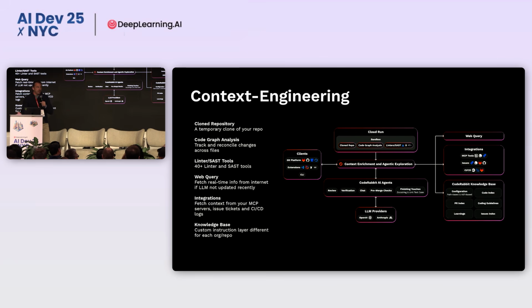You have web queries, and this is extremely important when you have LLMs with cutoff dates, right? So library usage: if you use a new library that didn't exist when the LLM was trained, well, guess what? It's not going to have any idea whether you're using it correctly or not. So we need to know what library version you're using, and we might need to download some documentation, for example.